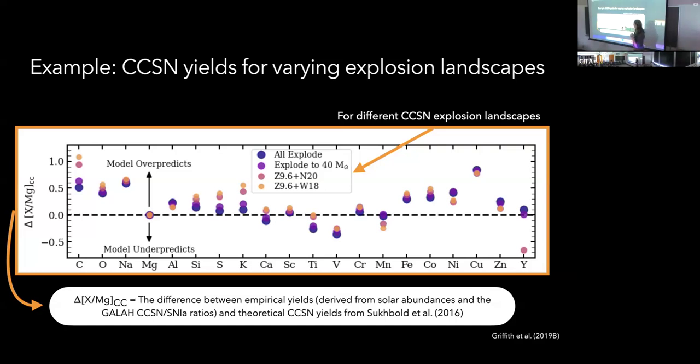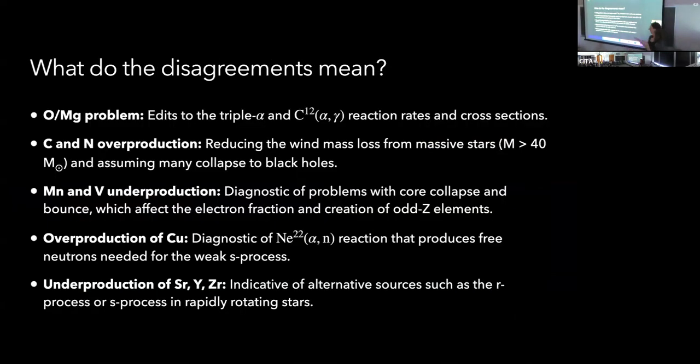We also see really high carbon and really high copper here. So these might be other indicators of reaction rates that are wrong. The copper yield specifically probes free neutrons in these models that are needed to make copper. And a lot of the carbon comes out in the winds of these stars, so it might indicate that there's something wrong with the wind prescription here. I go into detail a bit if you're interested in what these different discrepancies could be caused by. So carbon, yeah, titanium 22, which is a source of free neutrons.